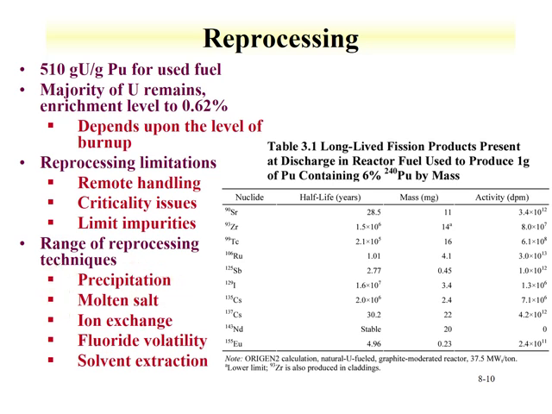And as an example, one could look at an initial table of long-lived fission products that are present at discharge from a reactor that's used to produce 1 gram of plutonium that contains 6% plutonium-240 by mass. So in other words, if I have 1 gram of plutonium that has this 6% 240 amount, just from the fission, I should have, as the table shows here, these masses of the different fission products. And one could also look at the activity of these fission products.